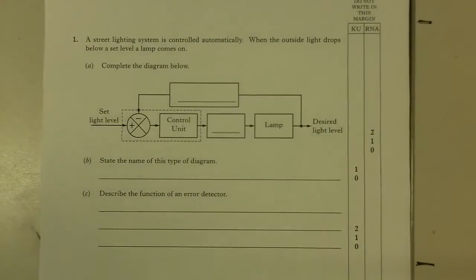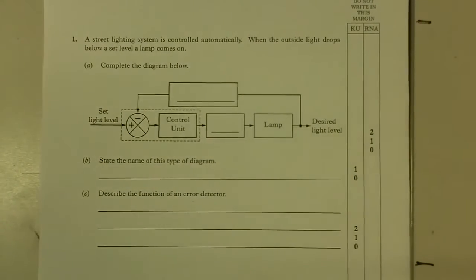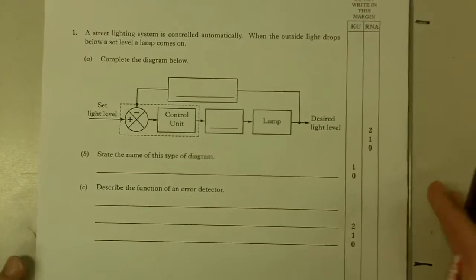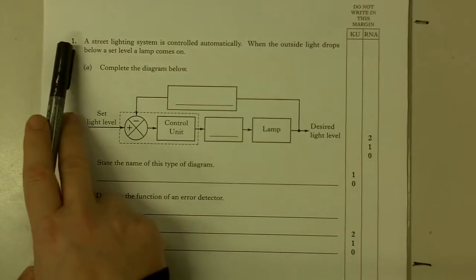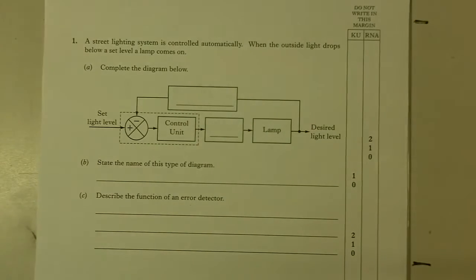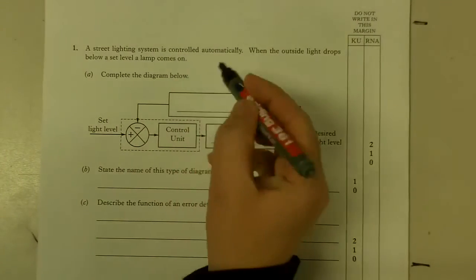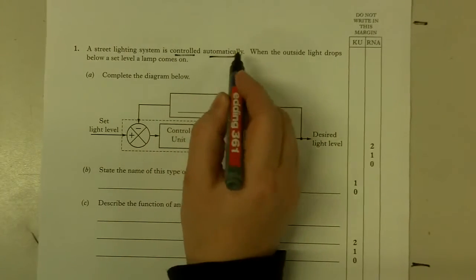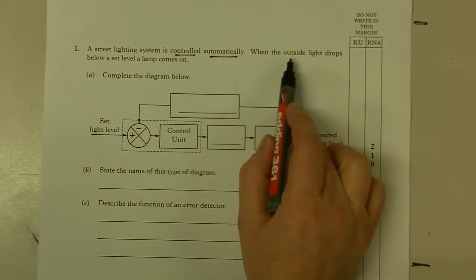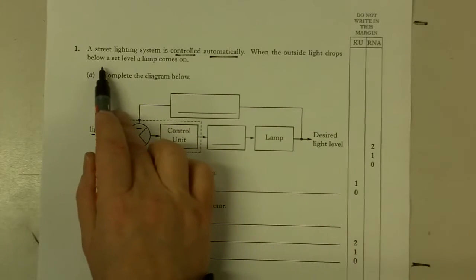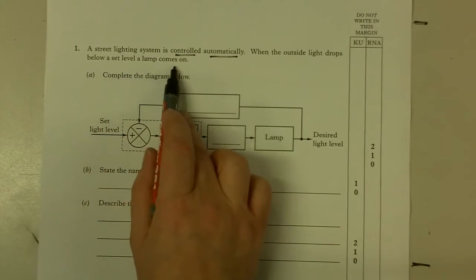Okay, I've got a control diagram question for you here, and these are easy marks, and it's also always the first question of the exam every year. Let's have a look at it. It says a street lighting system is controlled automatically, that's important, when the outside light drops below a set level, a lamp comes on.